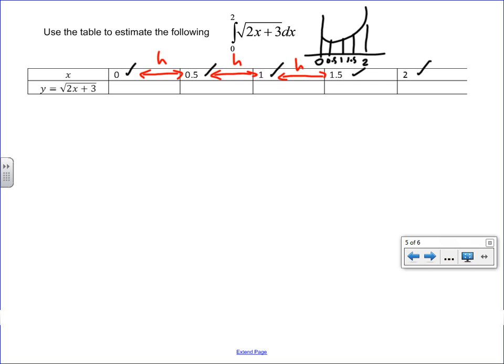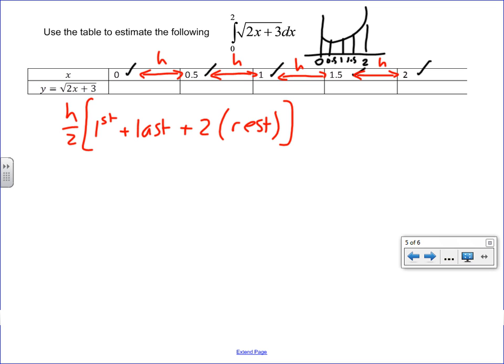So you can always spot the h really easily. I'll just write the formula down and then we can sub into it. Being a bit lazy there with the formula, but you get the idea. So we can see straight away that h is 0.5. Okay, so now we need the heights. This is going to be the first height, this is going to be the last height, and these in the middle are the other heights.